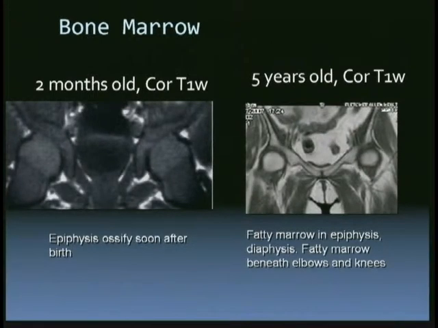These are two examples of normal marrow. The first image is a coronal T1 in an infant, so all the marrow is red with a low T1 signal, and at 5 years old you see that the epiphyses are completely fatty. This is normal.